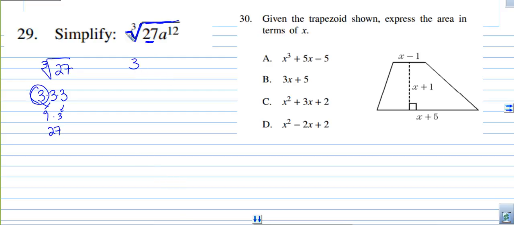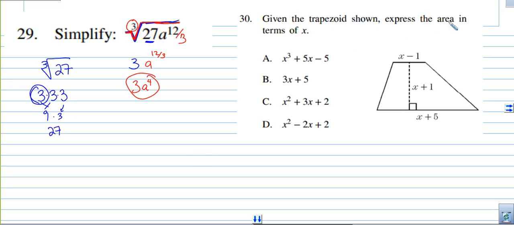Okay? Now I told you a second ago that this is kind of like the division sign for exponents. So we'll take the exponent 12 and divide it by 3. And so you get a to the 12 over 3, and 12 divided by 3 is 4, so you get 3a to the 4th. Okay. Question 30.